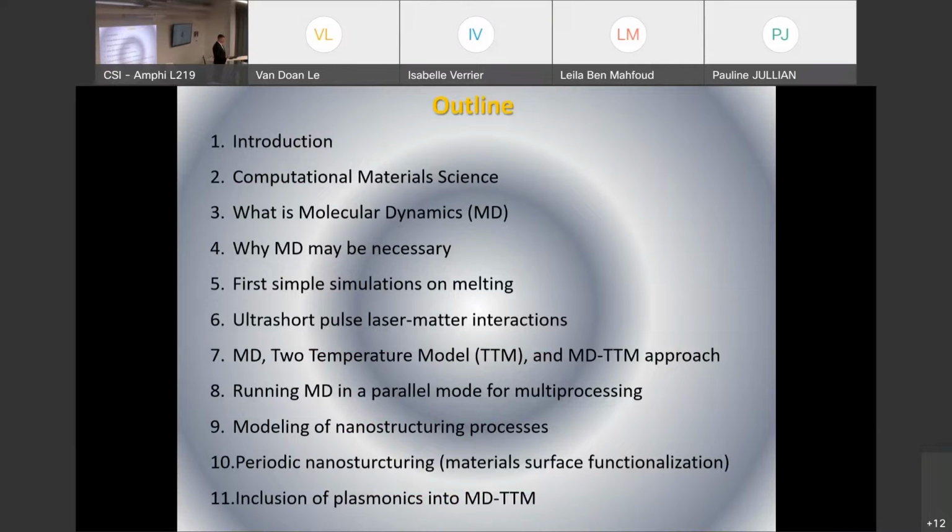And then I will present how the molecular dynamics is coupled to a continuum description of electron dynamics. Then how to run molecular dynamics in multiprocessing mode, parallel programming. And then I will show you the main results on modeling of the nanostructuring process, periodic nanostructuring, and if we have enough time, I will also show you how to include plasmonics into the combined atomistic-continuum method.